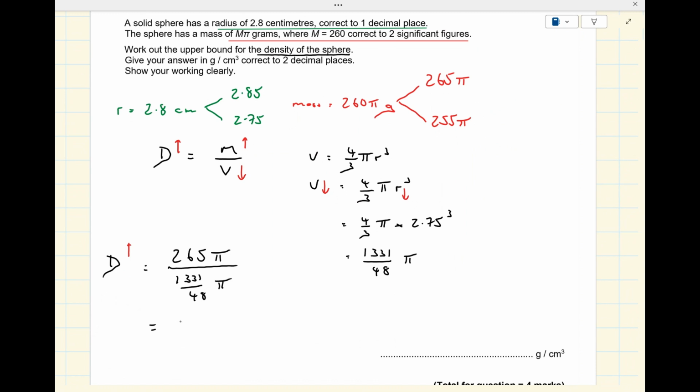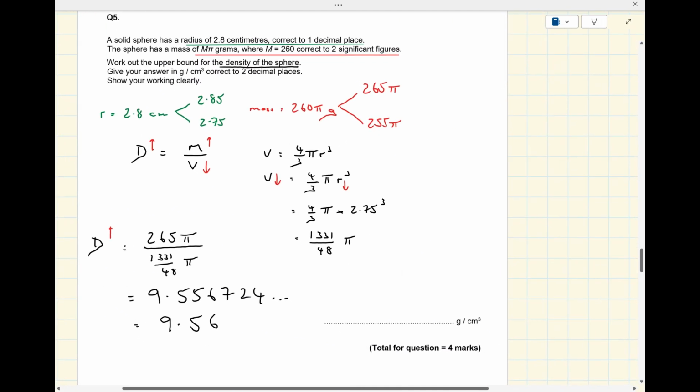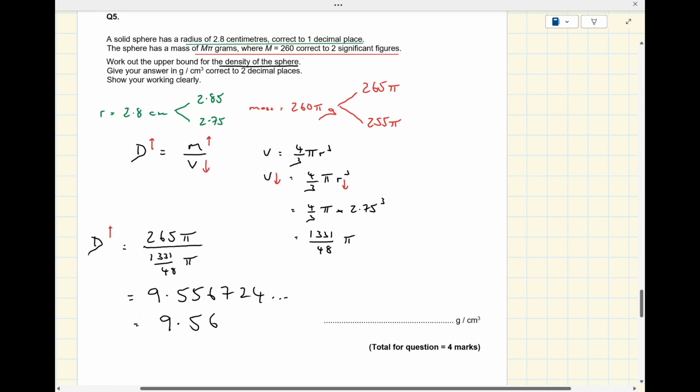That gives me 9.556724, and so on. And we want this correct to 2 decimal places, 9.56. And there is my question 5 complete. I suppose we could just check that we're working in the right units, grams per cubic centimetres, and we are. Grams and cubic centimetres, centimetres for the radius, so cubic centimetres for the volume.